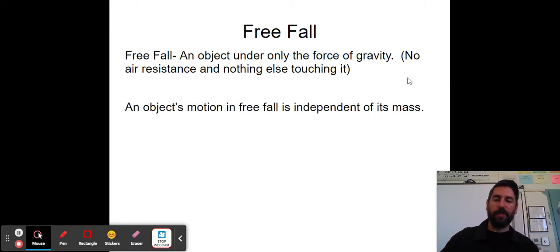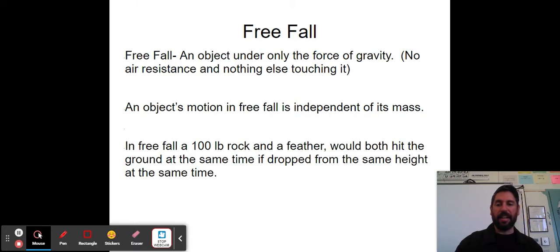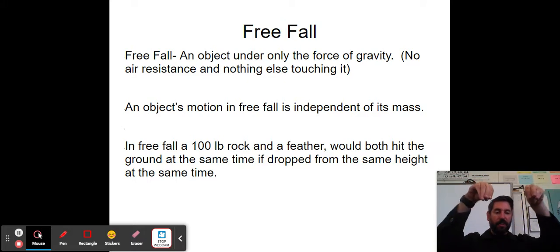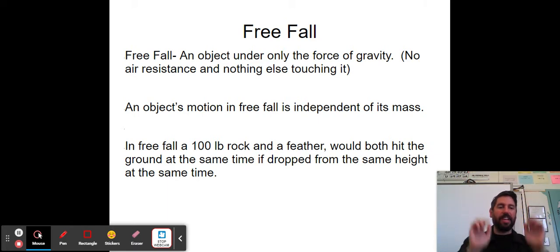So an object's motion in free fall is independent of its mass. So the mass does not make a difference in free fall. So what that means is in free fall, a 100-pound rock and a feather would both hit the ground at the same time if they drop from the same height at the same distance. So if we have a feather and a rock and we drop them, they would hit the ground at the same time. And we're going to look at a demo in class, and we're going to watch some videos in class that demonstrate this. It's kind of counterintuitive because we don't really experience it in our everyday lives.